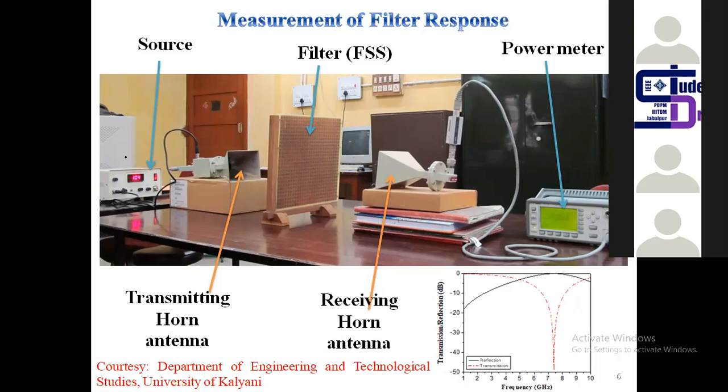Then we can use some source. Here we are using a simple source for the horn antenna, that is biasing the horn. Here you can see a microwave oscillator. Instead of that, you can also use a VNA, that is vector network analyzer, which is mostly available in most of the institutions. Maybe 10 gigahertz or 20 gigahertz or 40 gigahertz VNA, vector network analyzer.